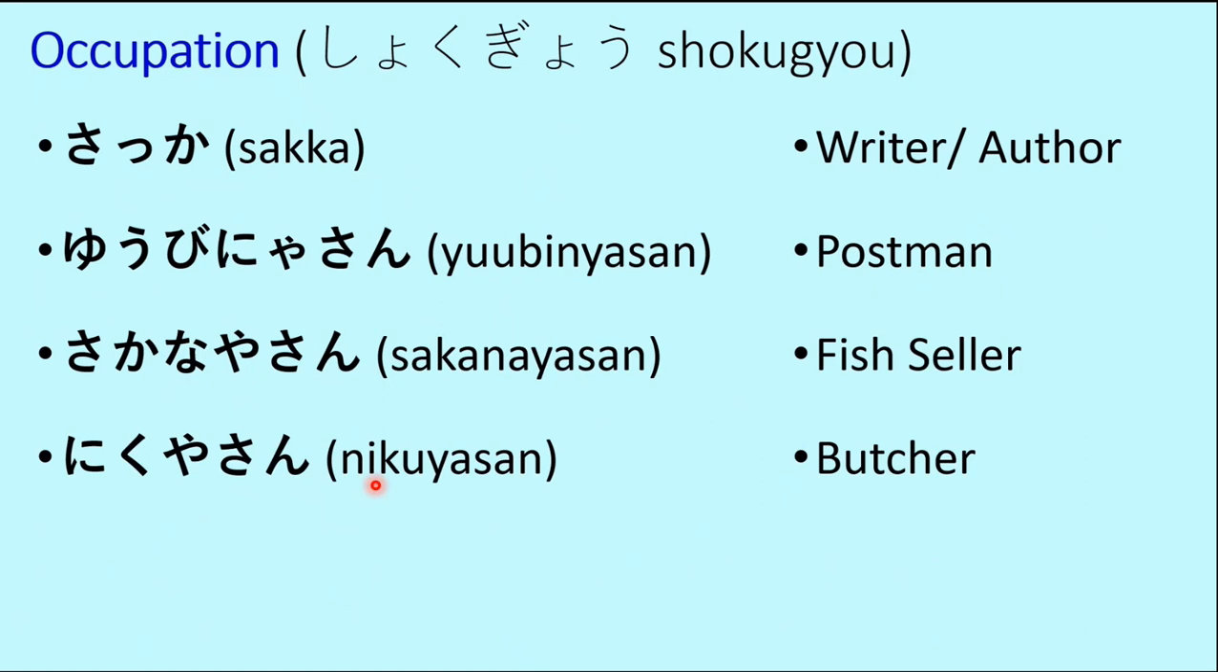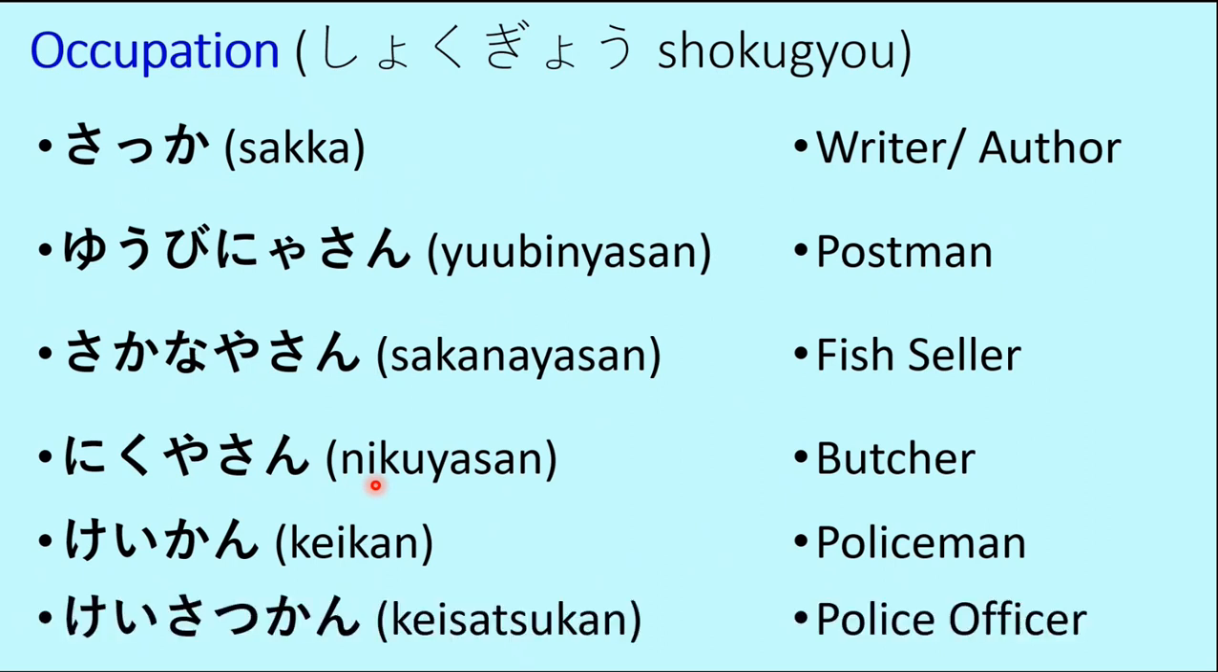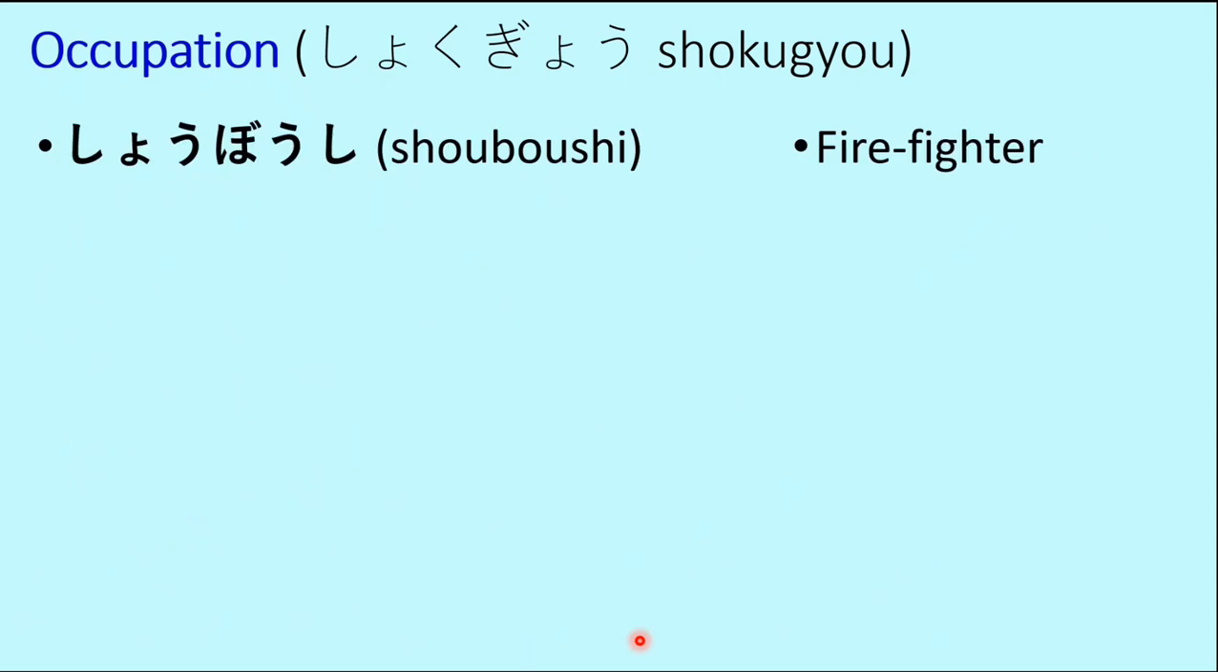Nikuyasan is a butcher. Keikan is a policeman. And Keisatsukan is a police officer. Next, we have Shoboshi as a firefighter. Hisho, a secretary. So this is again a generic term for secretary of any kind at the office.